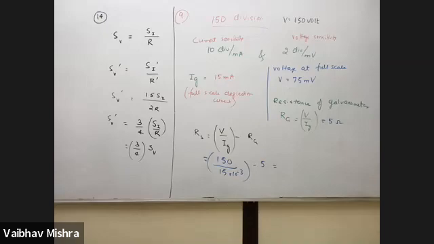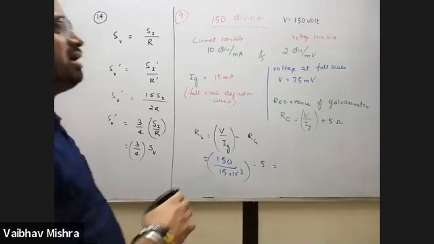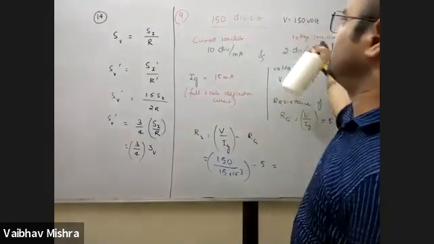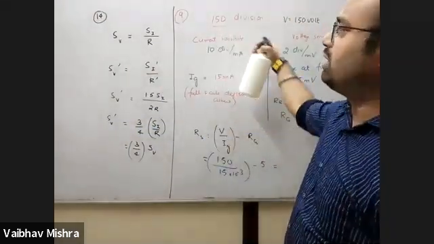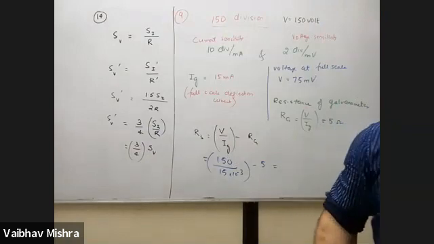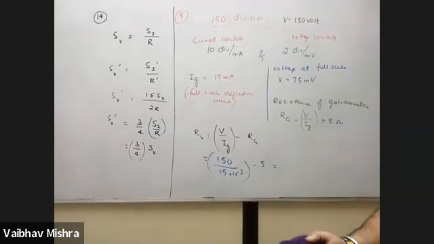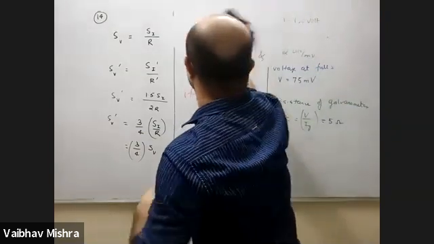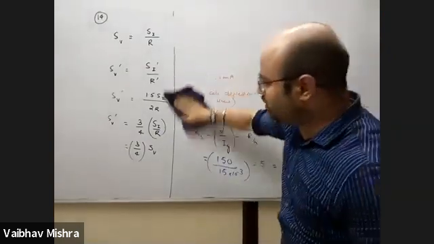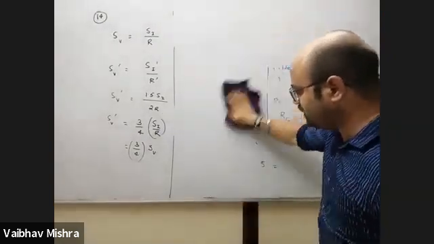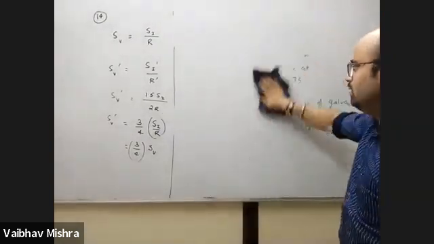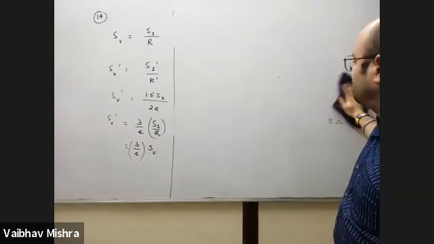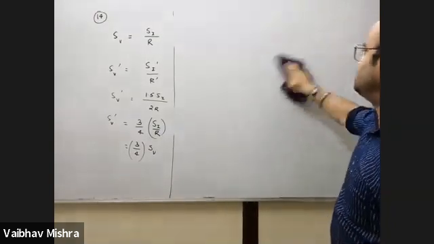So the question was direct formula based, but the language you need to understand. Current sensitivity is voltage sensitivity into R. Current sensitivity, NAP by K was the formula, and voltage sensitivity is NAP by K times R. Voltage sensitivity remains the same even on increasing the number of turns, because of the ratio of number of turns and resistance.